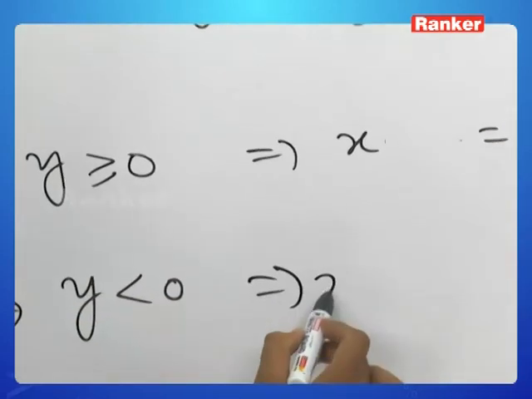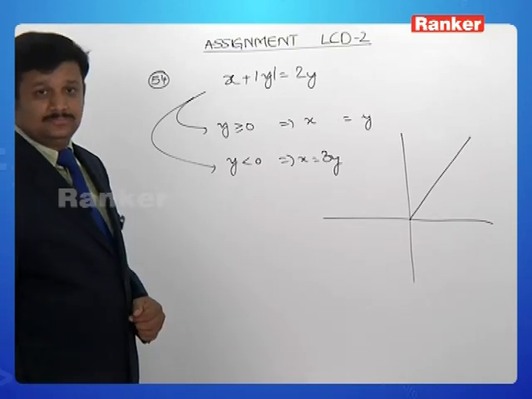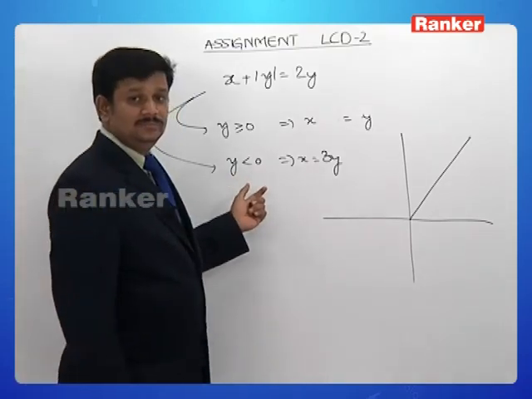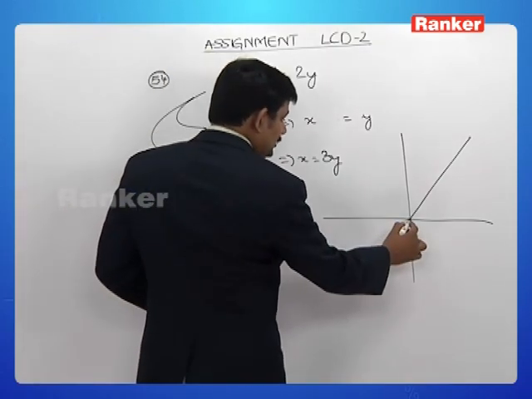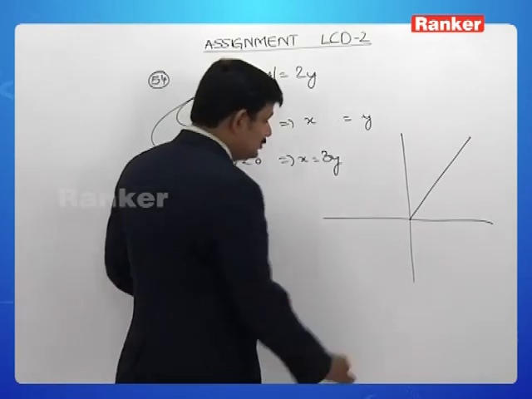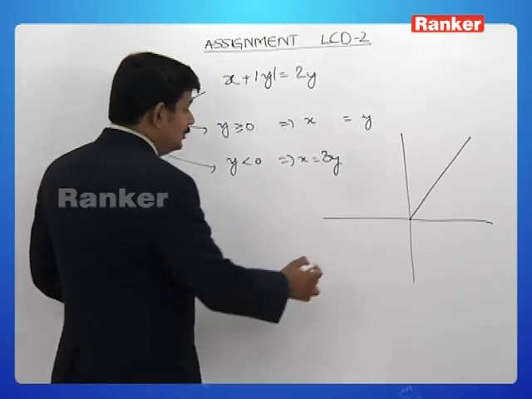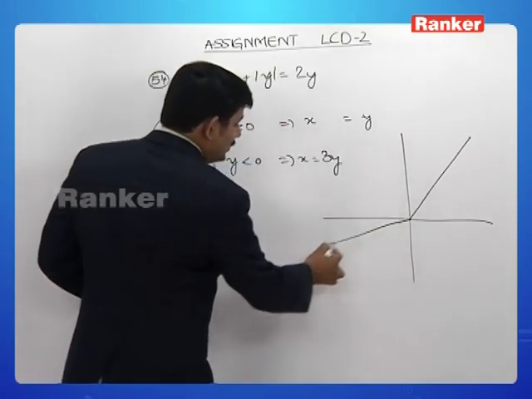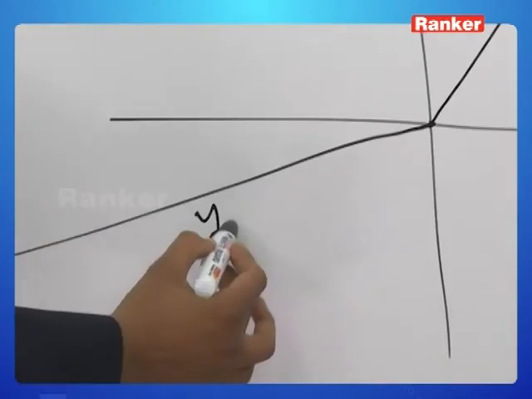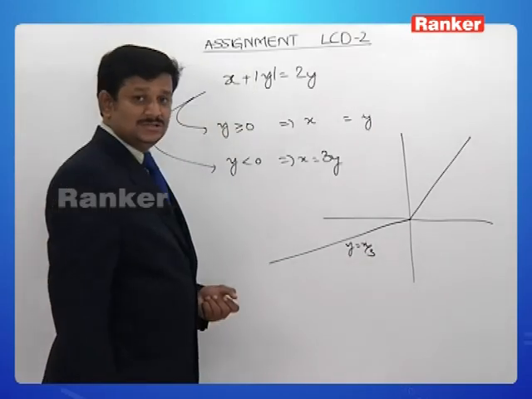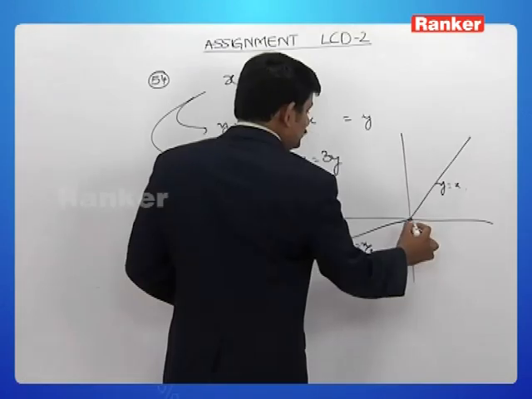Or x equal to 3y. And if y is negative, automatically x will also be negative. So whenever x is negative, y is given by x by 3. x by 3 is a straight line passing through origin and having slope 1 by 3. So the line will be less steeper than the previous line. So this is how the graph would be. y equal to x by 3 whenever x is less than 0. y is equal to x whenever x is greater than or equal to 0.